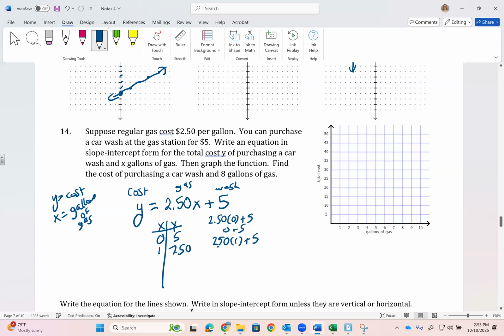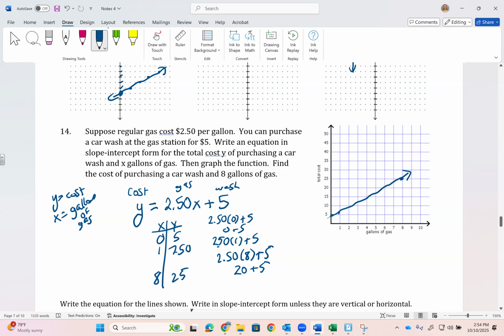And they said skip ahead and do 8. Okay, so 2.50 times 8 and add 5. And that is going to be, let's see, 5, 15, 20, that's 20 for this, and add 5. That'd be $25. So we can graph this. 0 is $5. 1 would be $7.50. And if you did 8, it would be $25. You can get out your ruler. And that would be my graph.